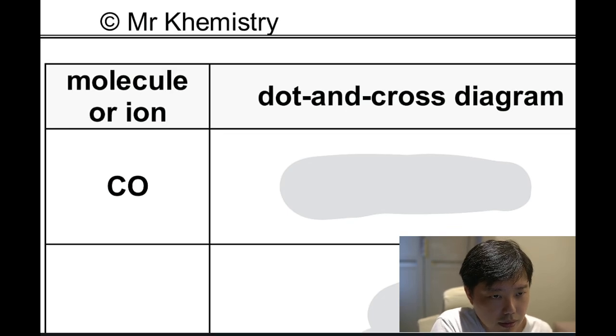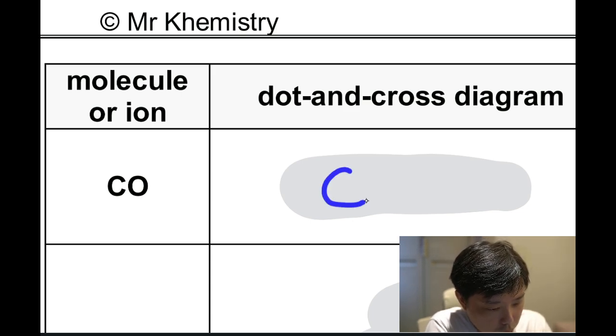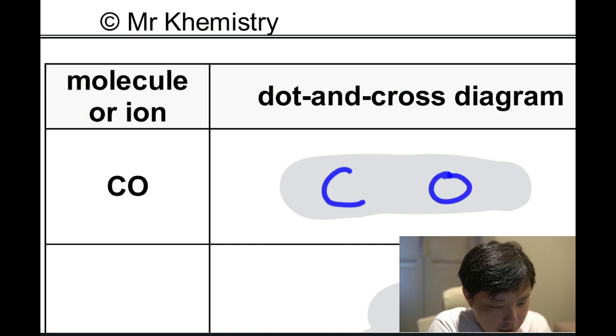Okay guys, let's go through this dot and cross today. So we have carbon monoxide. Let's just put down the two atoms, C and O, side by side. And then we'll put in the number of valence electrons.